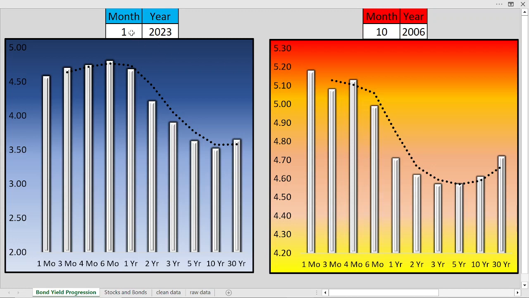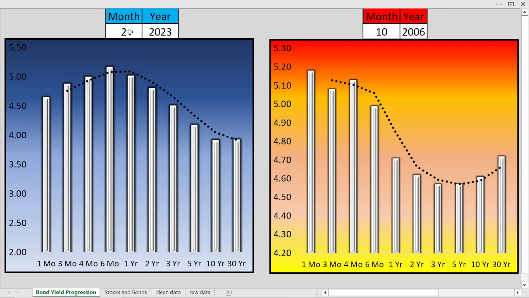Of course, it's not a one-for-one match, but the slope is very similar. Now, notice the similarities. We have January 2023, October 2006. Now we go to February 2023 on the left-hand side, and we see the 1 month starts to drop. We see more of a dramatic drop over here on the 6 month. Now the 6 month does not remain the highest yield. We're going to see that in a second.